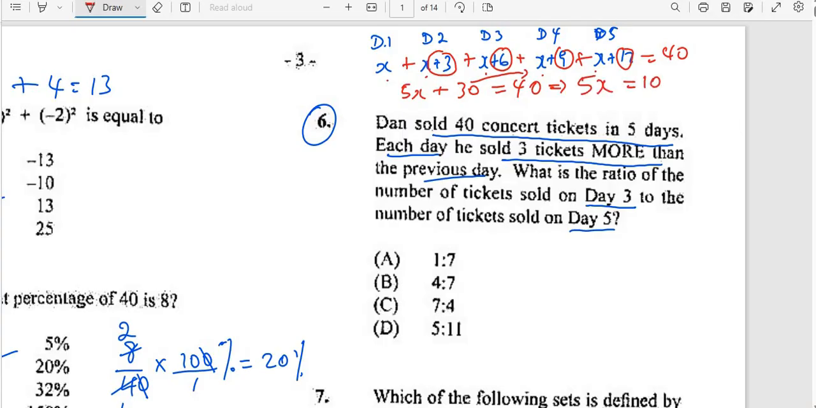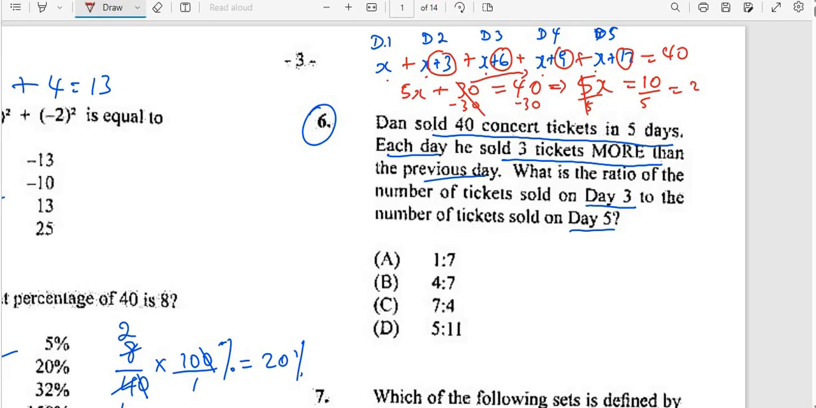If we subtract 30 from this side and 30 from this side of the equation, you have 5x equals 40 minus 30, which is 10. And then we're going to divide both sides by 5, and so that's going to give us x equals 2. So now x is 2. But remember what they said.